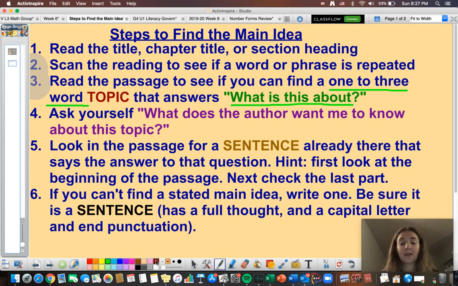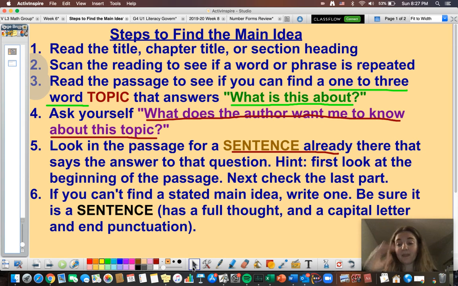And the main idea answers the question, what does the author want me to know about this topic? So we know our topic. Now we need to think about, what does the author want me to know about that? Or why did the author write it? Or what were they trying to get across? Your main idea will literally answer that question. We can more often than not look for a sentence that's already there.